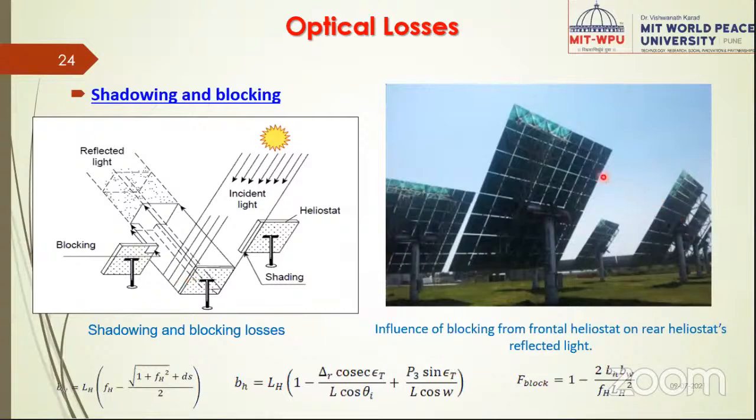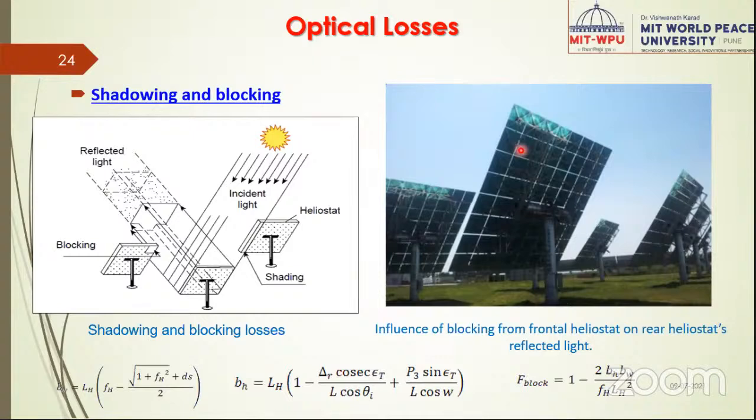You can see here, the actual shadowing and blockage is shown over here. That is because of the heliostat which is behind. You can see here, this heliostat's reflection gets blocked by this heliostat. So this is the shadowing and blocking.